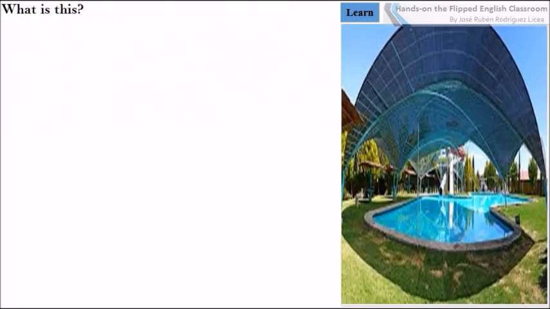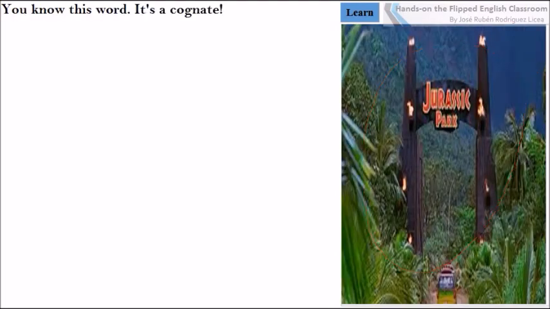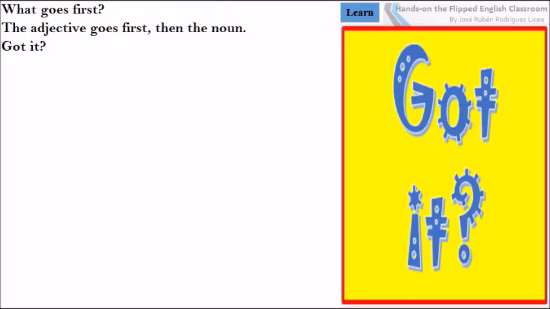What is this? You know this word. It's a cognate. What goes first? The adjective goes first, then the noun. Got it?